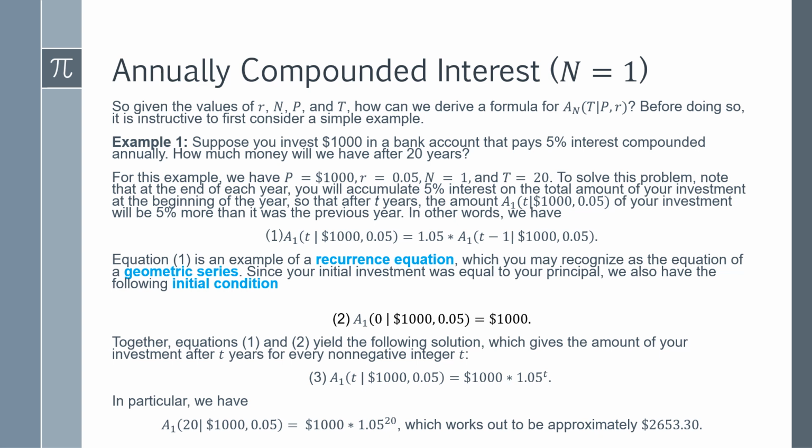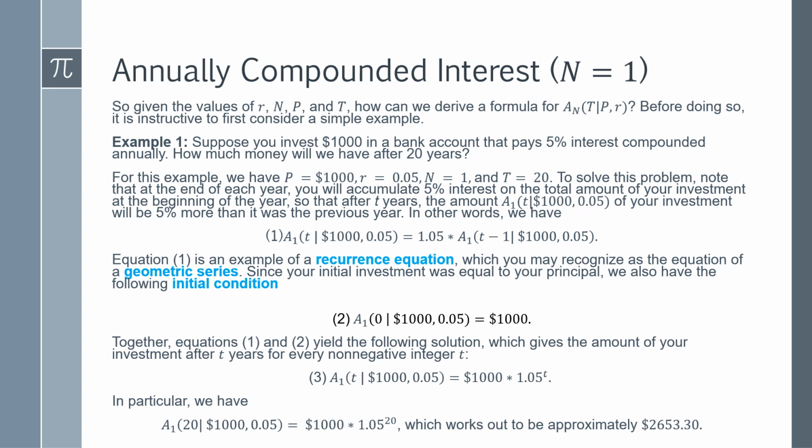Equation 1 is an example of a recurrence equation, which you may recognize as the equation of a geometric series. Since your initial investment was equal to your principal, we also have the following initial condition given by equation 2, which says A sub 1 of 0 is $1,000. Together, equations 1 and 2 yield the following solution, which gives the amount of your investment after T years for every non-negative integer T.